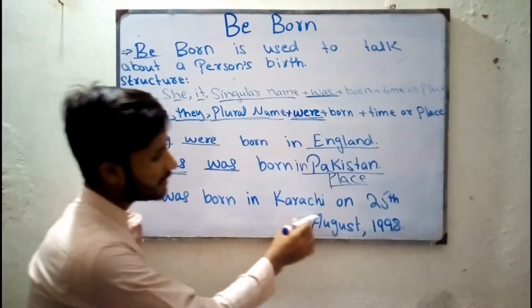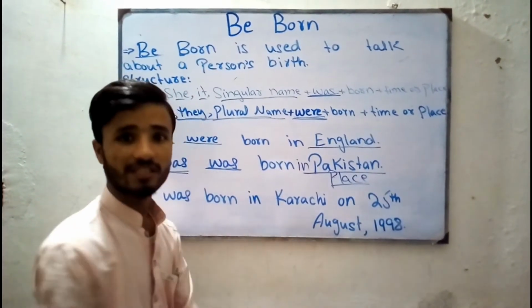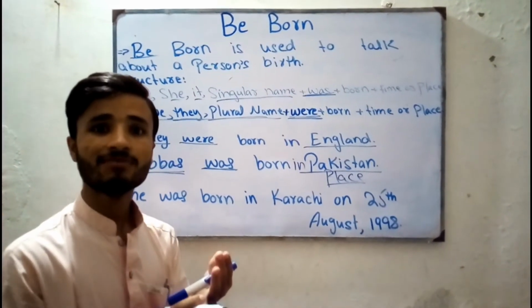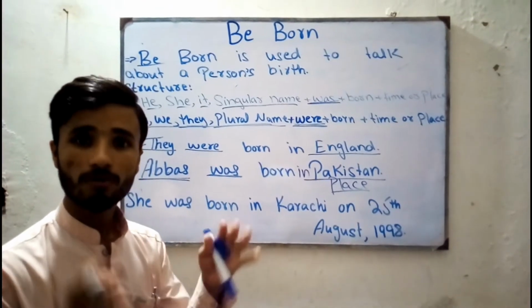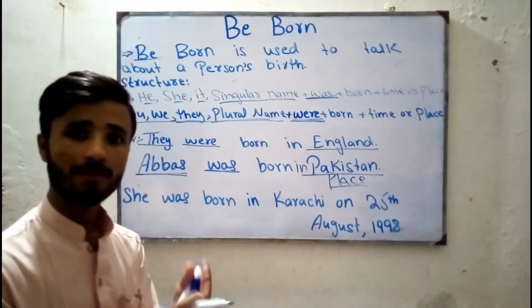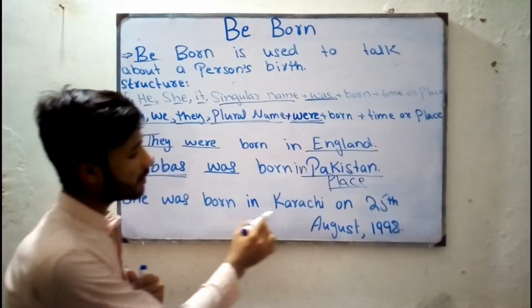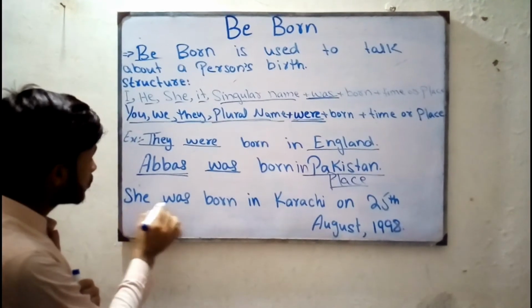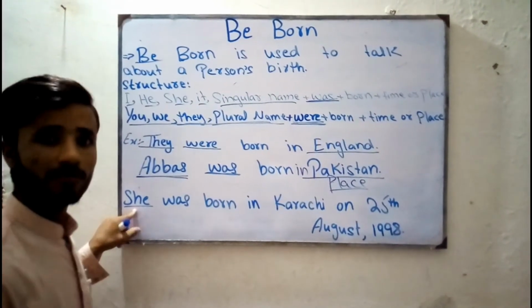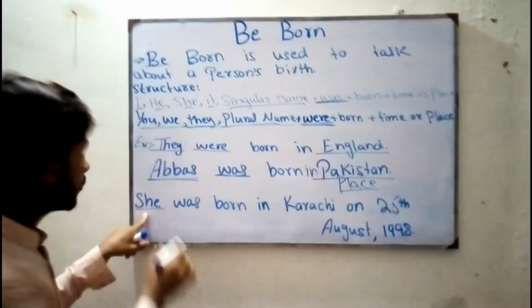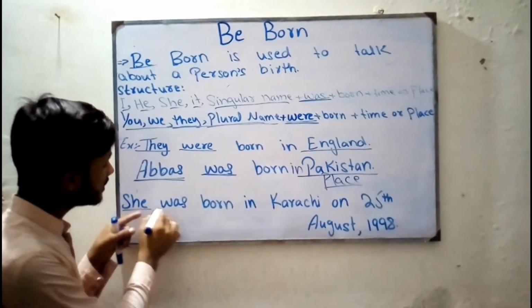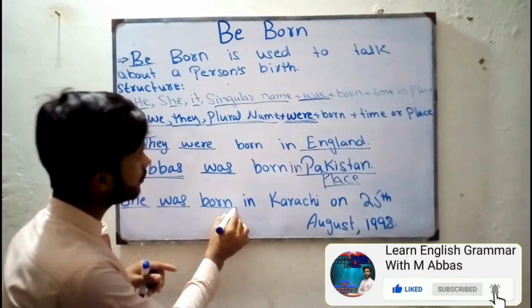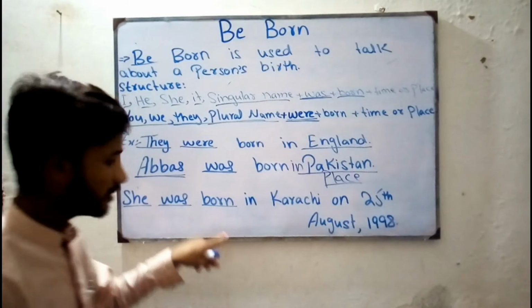See another example. She was born in Karachi on 25th August 1998. In this example, I want to know about the place as well as the time. So you can see, she was born in Karachi on 25th August 1998. Here I have a singular subject. She is singular, right? So after this I have to use was, not were. So she was born, as you can see in the structure. After was we have to use born.